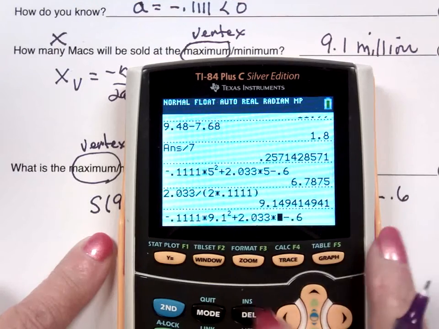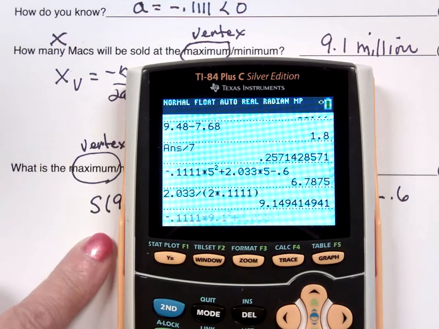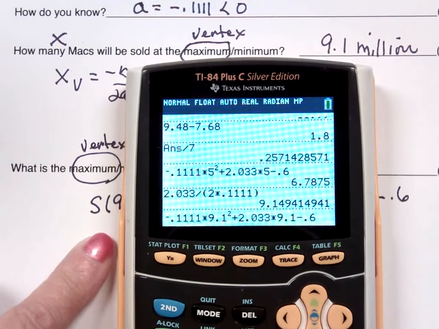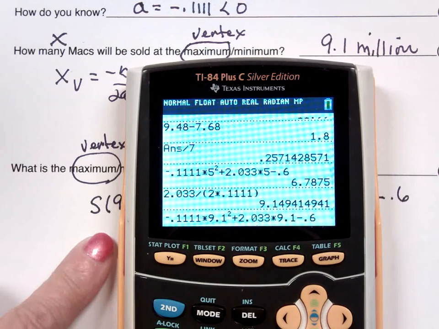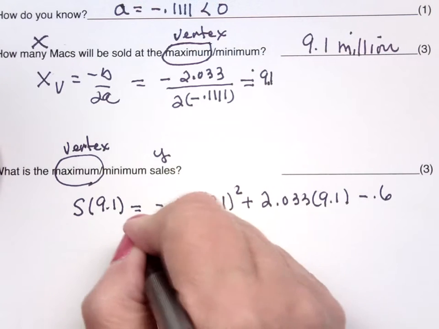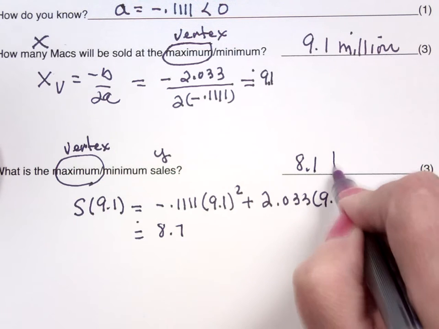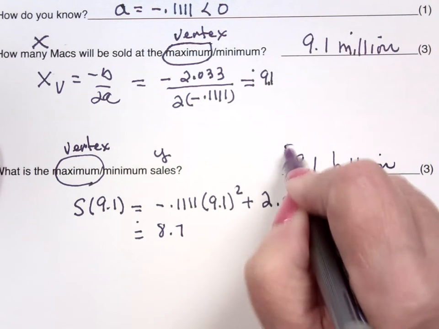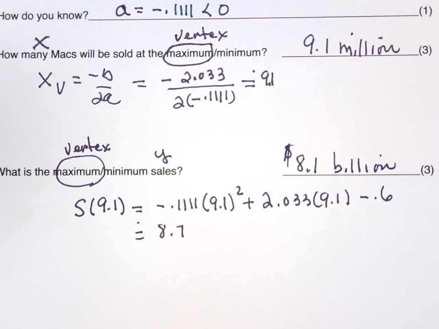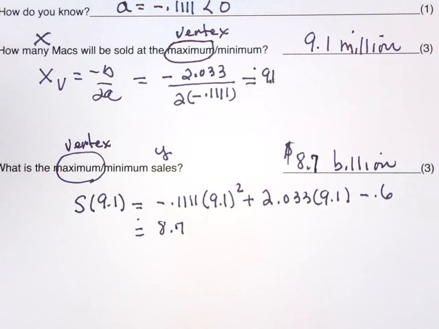Again, second insert, 9.1, and then delete the 5, and press enter, and 8.7. It's 8.7 what? Billion dollars. 8.7 billion.